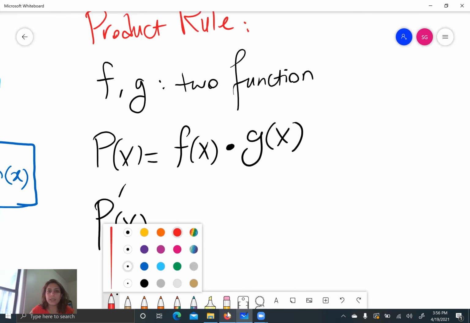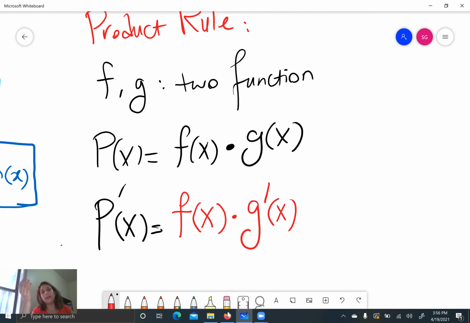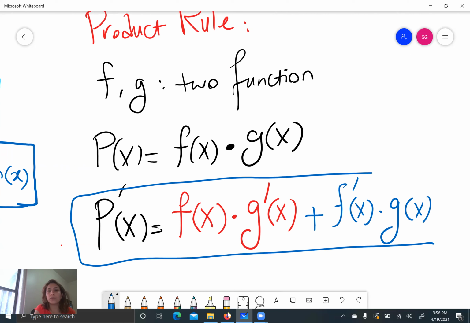Okay, so if we want to follow the same order, it's the first function times the derivative of the second function. In other words, f times the derivative of g, plus the derivative of the first one, derivative of f, times the second function. Okay, so that's the product rule. So again, look, where does this rule come from? You can read the earlier argument, but what does it say?